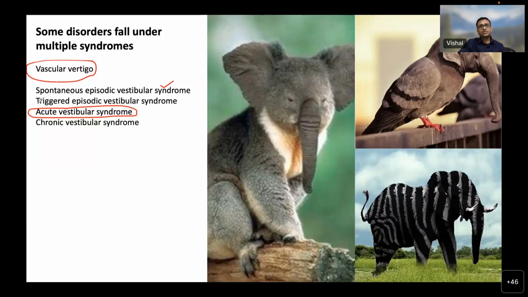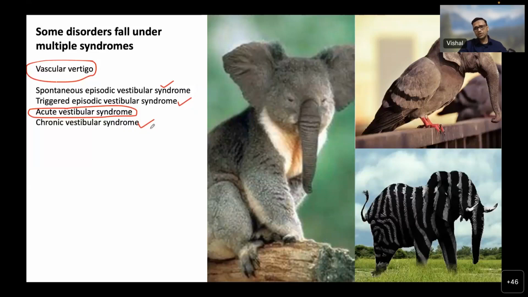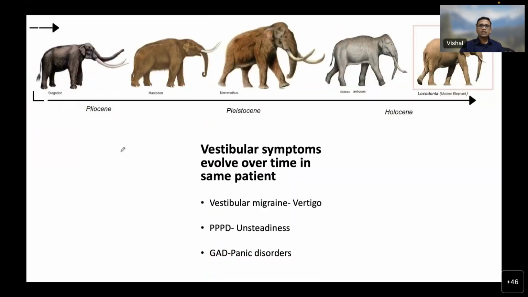Then comes the triggered episodic vestibular syndrome, chronic vestibular syndrome. So patients with stroke later on develop chronic vestibular syndrome because of the chronic ataxia they have. So a single disorder can fall into multiple syndromes. It is not that a patient with stroke will always present like acute vestibular syndrome. Then vestibular symptoms evolve over a period of time. This is very important to remember. In the same patient, the vestibular syndromes can evolve over time.